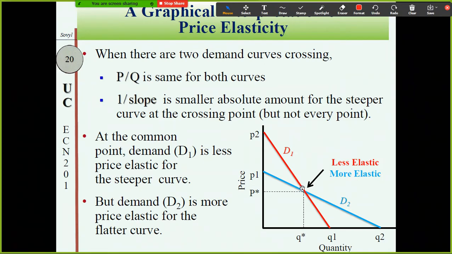Now I have 2 curves on the same graph. Let's say 2 buyers, buyer 1, buyer 2. When 2 demand curves cross, you can see the crossing at this point. When 2 demand curves cross, P over Q is the same for both curves. Let's say this is point X, crossing at point X. At point X, P over Q is the same.